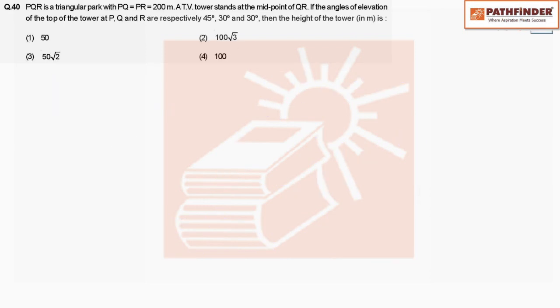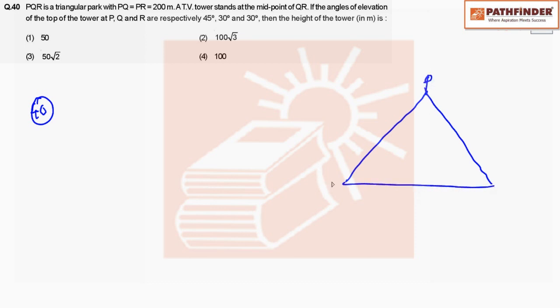So the answer is 2. The next question is question number 40, which is a problem of height and distance. PQR is a triangular park. This is P, this is Q, this is R. And a TV tower stands at the midpoint of QR. This is the midpoint, and this is the angular bisector because this side equals this side. The TV tower is here. This is the tower.